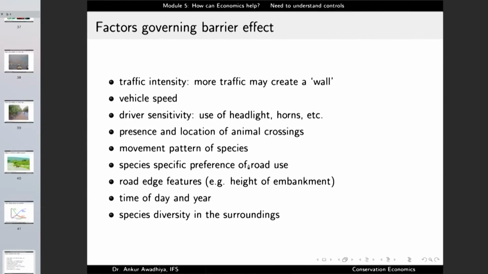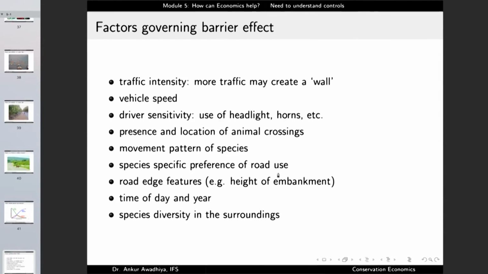Movement pattern of the species. Especially in the rainy seasons when a number of species are on the move, the barrier effect is much more pronounced. Species specific preference of road use. There are some species that are more comfortable in using a road. There are some species that completely avoid the road.